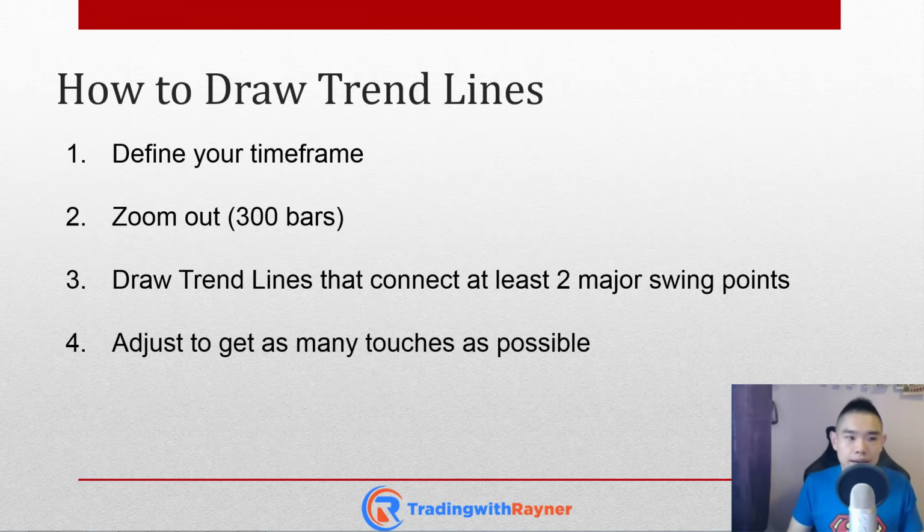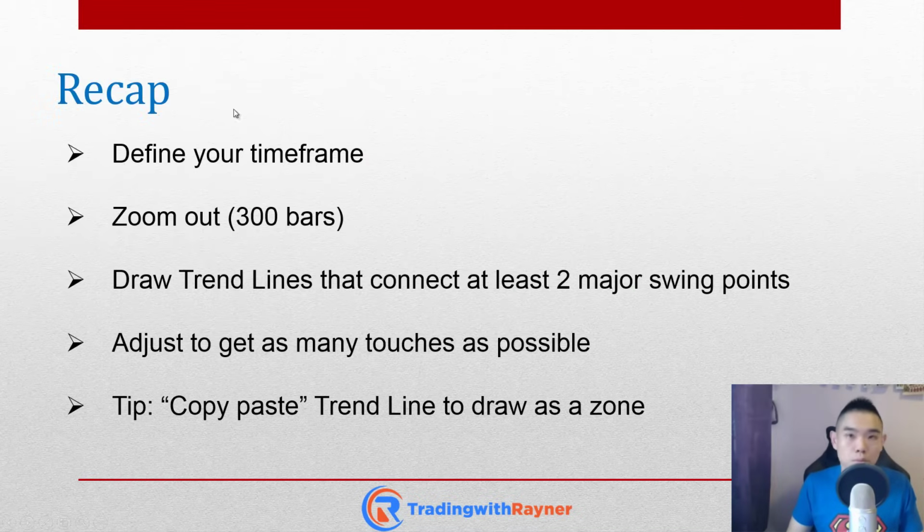So with that said, quick recap. Number 1, define your time frame that you're trading. If you're trading on the 1 hour time frame, draw your trend lines on the 1 hour time frame. Second thing, you want to zoom out your charts, at least about 300 bars on the chart. Third thing, draw trend lines that connect at least 2 major swing points. Fourth thing, I tend to adjust it to get as many touches as possible, as you've seen earlier. And finally, one tip I have for you is you can copy paste your trend lines to draw it as a zone, so you know that it's an area on your chart and not just a line.